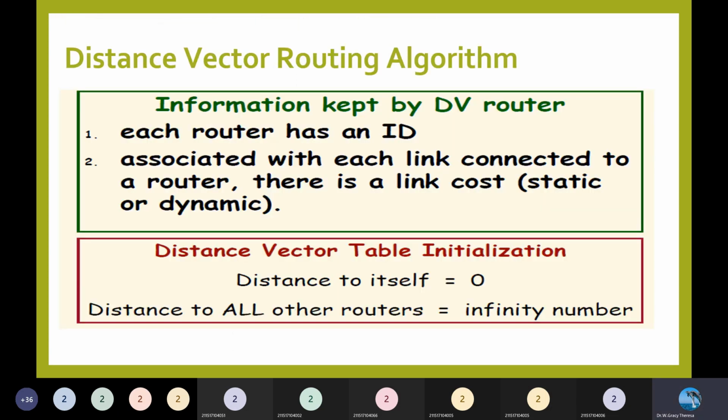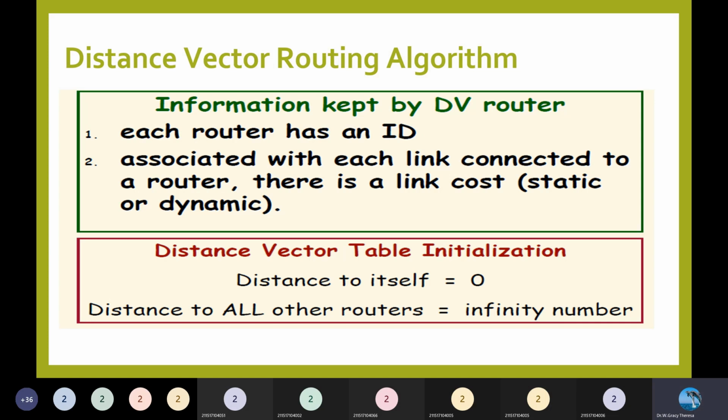Next, talking about the distance vector routing algorithm, as I said, each and every route information is kept by the distance vector router. So what is this distance vector router? Each router that works with the distance vector routing algorithm is a distance vector router. Each and every node that forwards and routes the data is a router, and each router has its own ID.